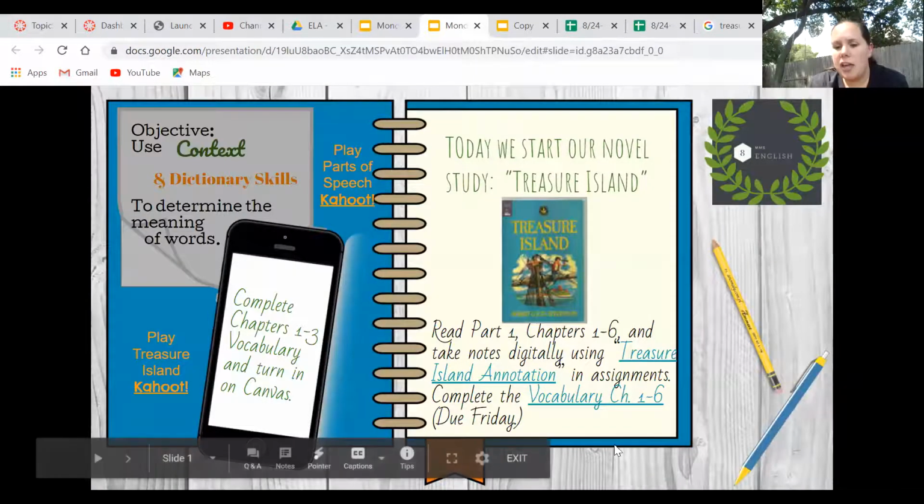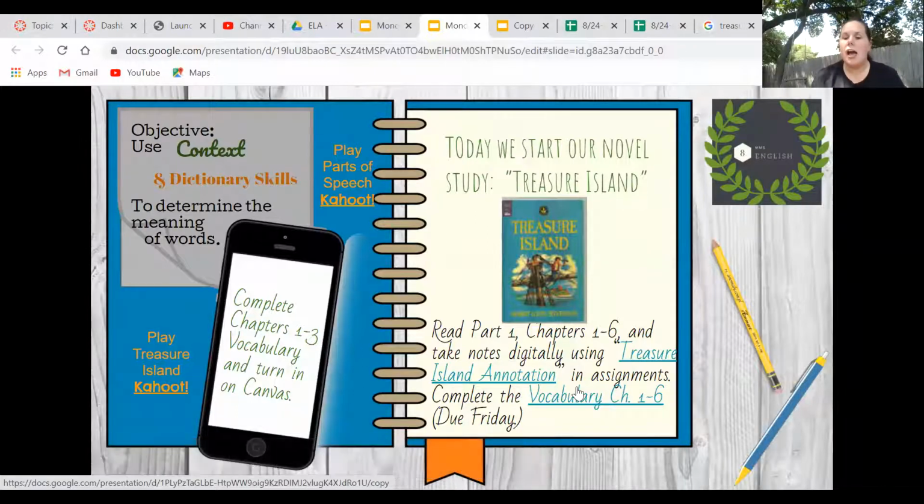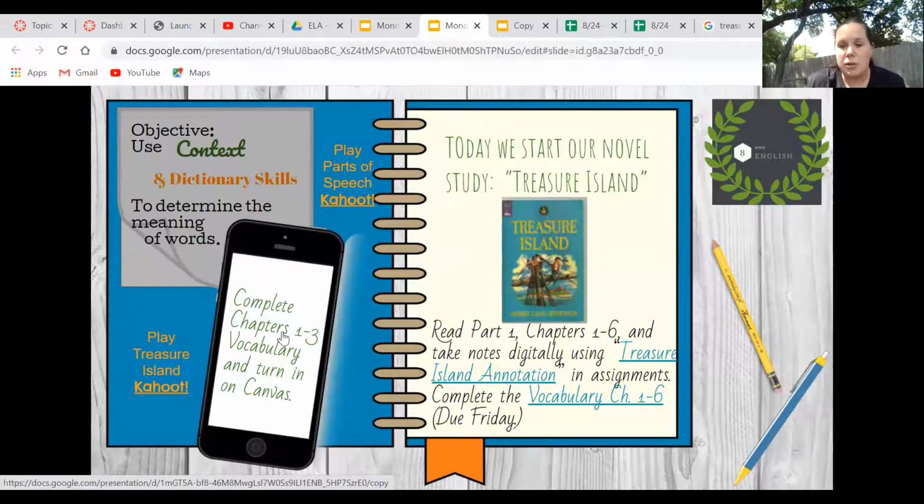And you also have a chapter 1 through 6 vocabulary page. That is not due until Friday because, again, you have all week to read those 6 chapters. So that one page is due on Friday. I gave it to you now so you can be adding to it as you read. However, I do have a chapters 1 through 3 vocabulary that is due today. We're going to read the first 3 chapters today in class, and you can finish that today.